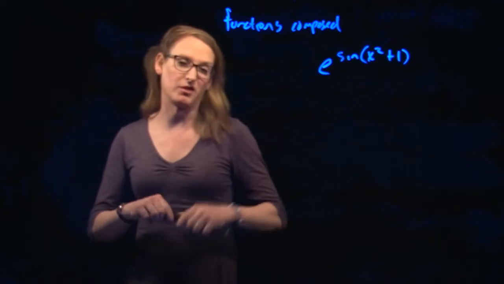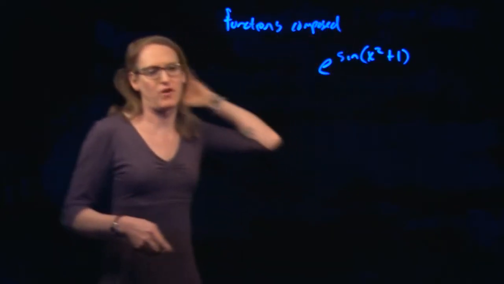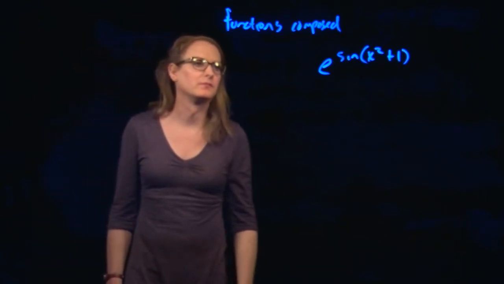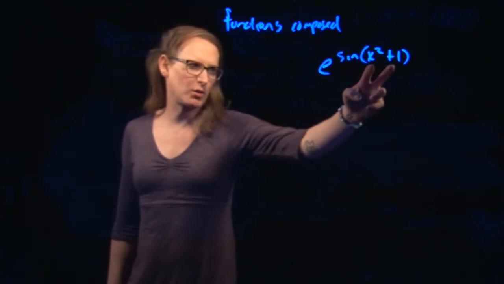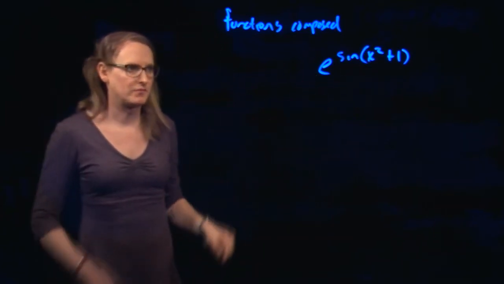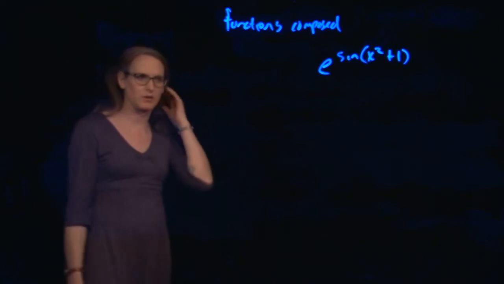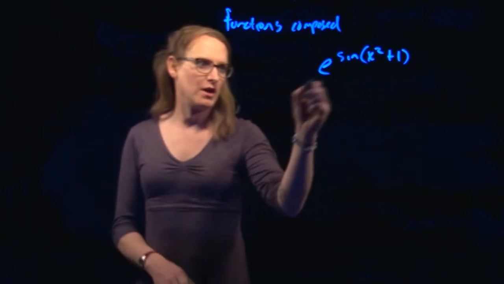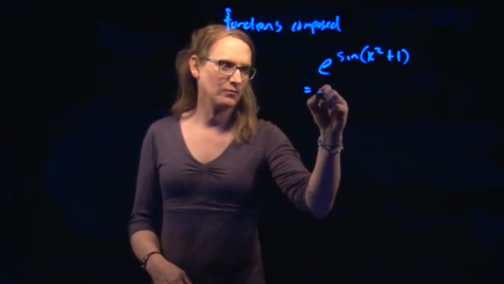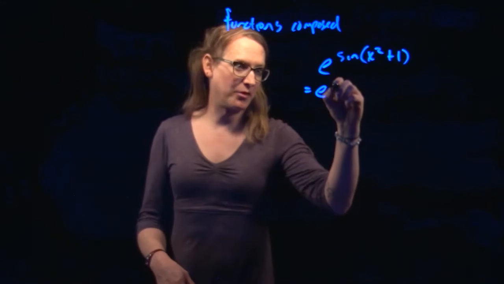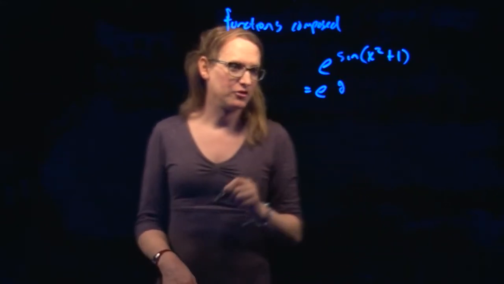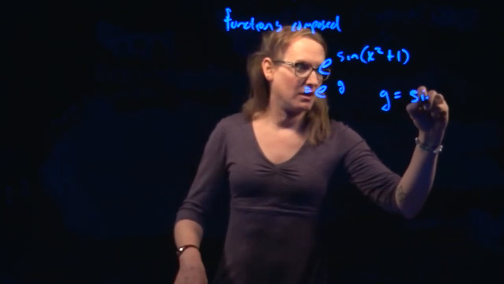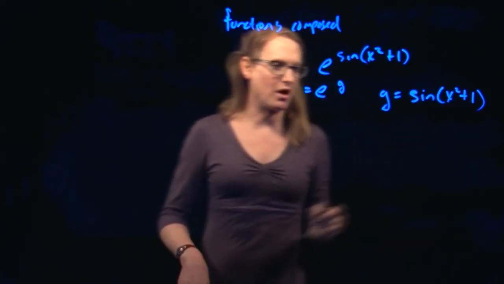So I'm going to do it in the outside-in way. I'm going to look at the outermost function. What's the outermost function? Is it x squared plus 1 or e to the something? What's the last thing we're doing? The e to the function is the very last thing that we're going to do. So this thing looks like e to the something, and I'll call that g, where g is equal to sine of x squared plus 1.